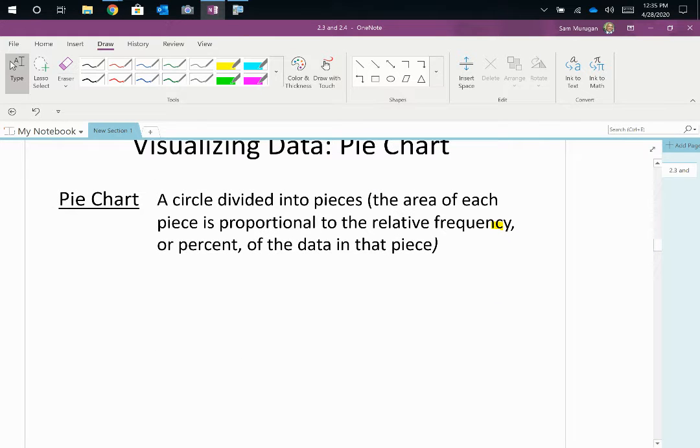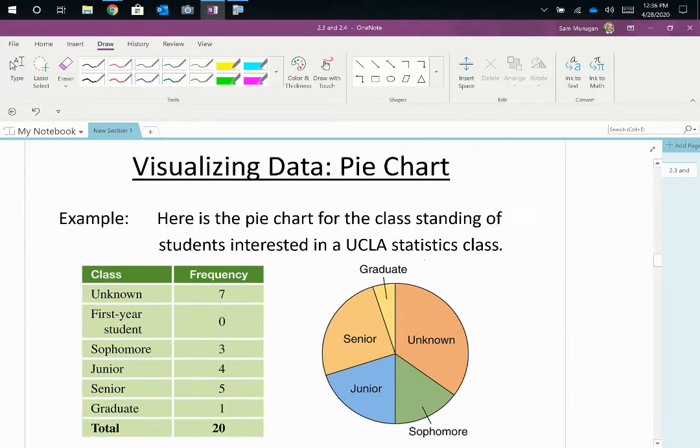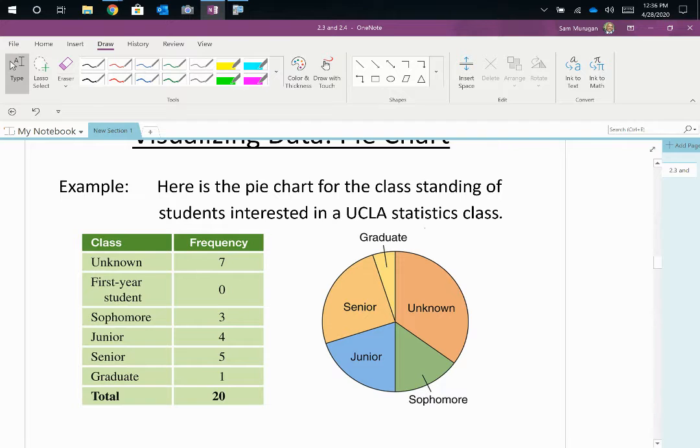A pie chart is a circle that divides into pieces. The area of each piece of that pie is proportional to the relative frequency or percent of the data in that piece. So here is the same example using a pie chart. And this is all proportions. For example, unknown would be 7 out of 20. Sophomores would be 3 out of 20. Juniors would be 4 out of 20. Seniors would be 5 out of 20. And graduate 1 out of 20.